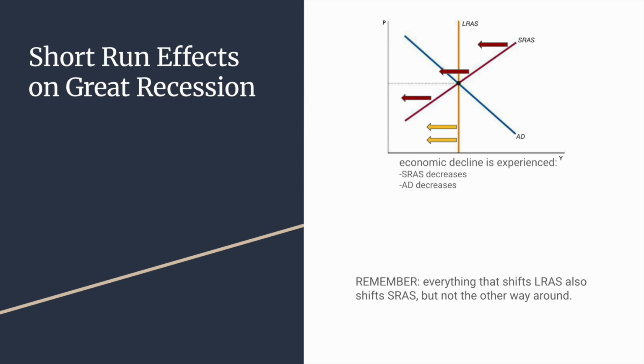We have to keep in mind that everything that shifts LRAS is also going to shift SRAS, and in the case of the Great Recession, SRAS and AD had shifted left. Because LRAS isn't as sensitive as SRAS, SRAS had already begun its leftward shift during the beginning of the recession. When LRAS eventually shifted left, this graphically represented a permanent supply shock.